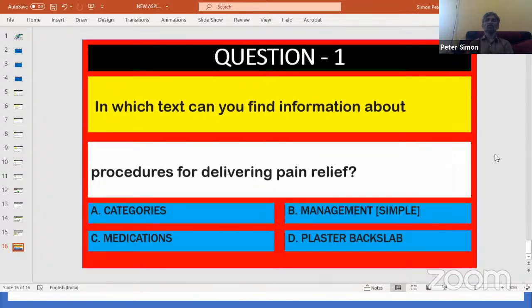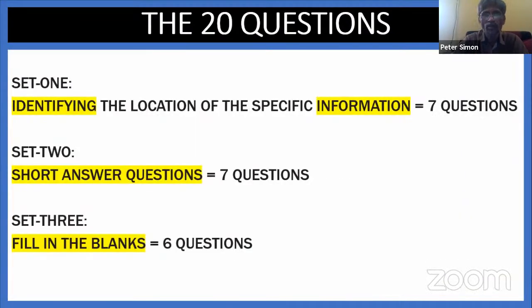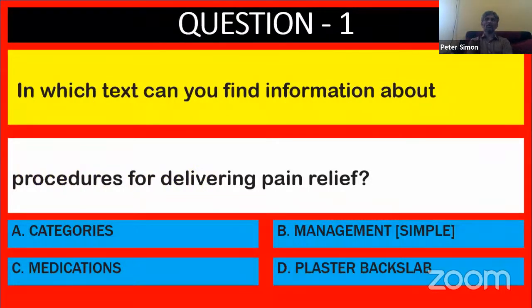Okay. In which text can you find information about procedures for delivering pain relief? So now I'm going to ask you this question. Yes, this is the question. In which text can you find information about procedures for delivering pain relief? That white color is the question. Other than that, you need not read anything. Procedures for delivering pain relief. You have to go to that. So think about that one now.